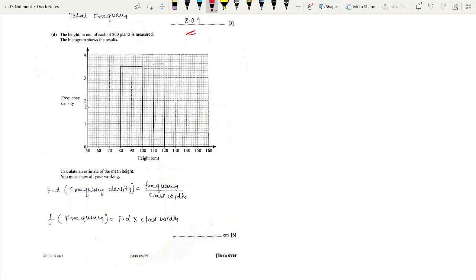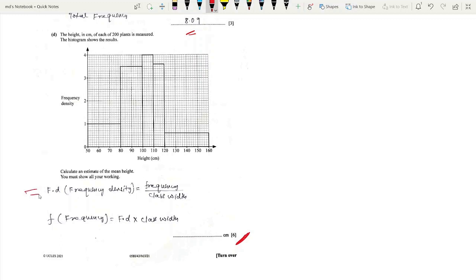Please try to give some time to understand this. The height in centimeter of each of 200 plants is measured. The histogram is shown, frequency density on the y-axis, and on the x-axis the height. Okay, so calculate an estimate of the mean height. You must show all your working, and this is for 6 marks. You can check. So of course 6 marks means you have to write steps.